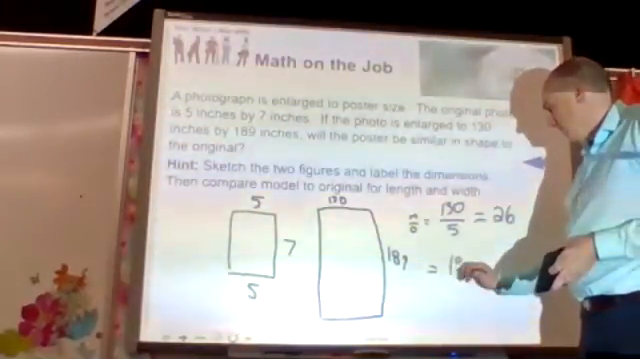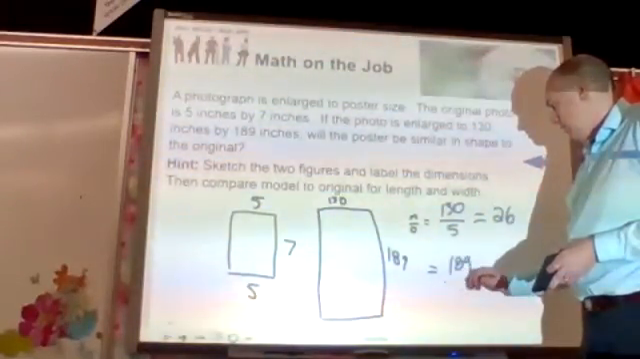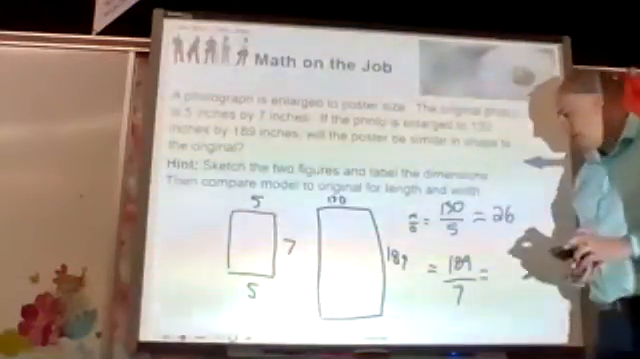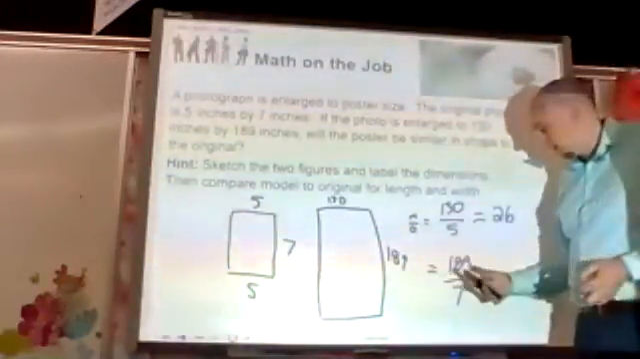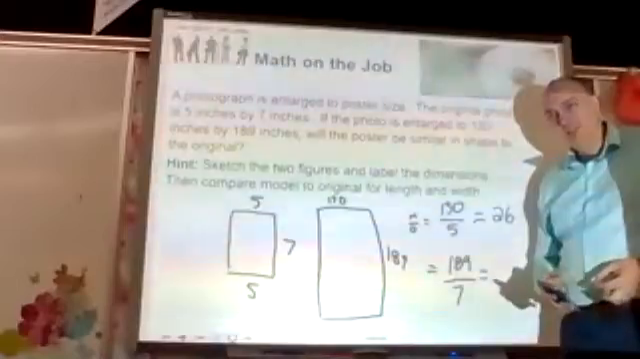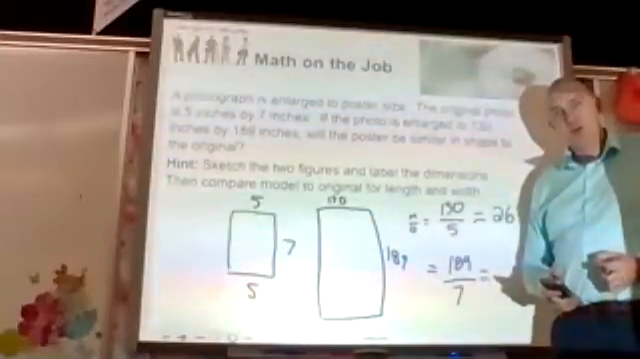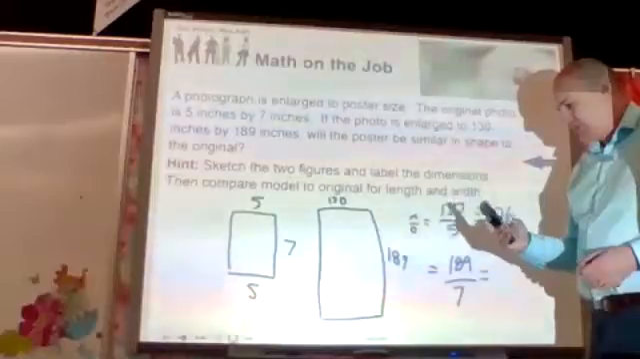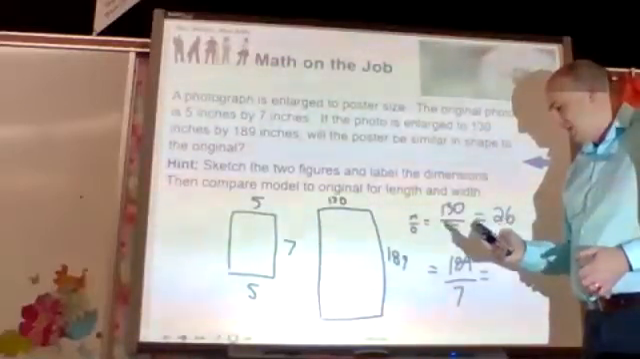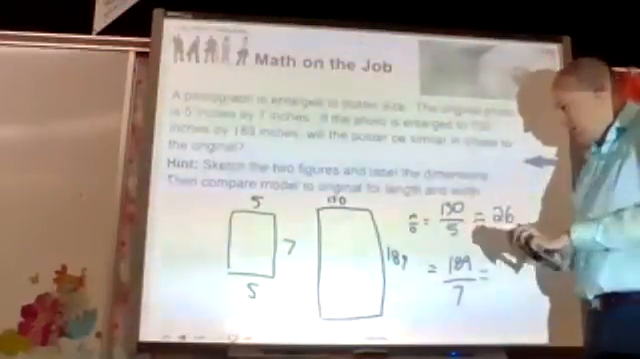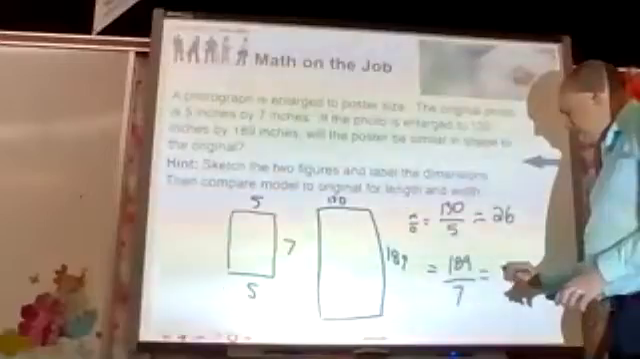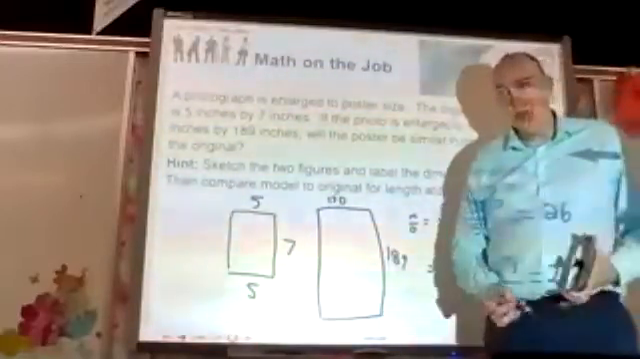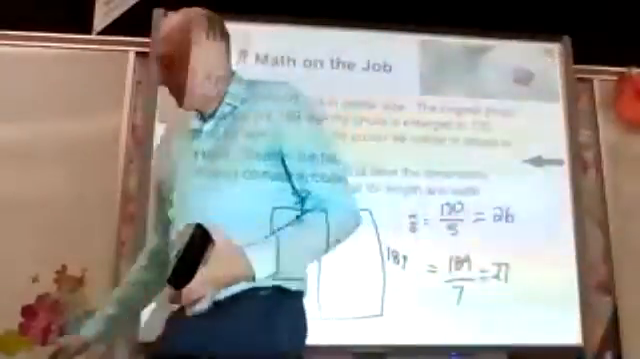Now, the question is, 189 over 7, is this also going to be equal to 26? I can tell you right now it's not, because an odd number divided by an odd number is never going to give you an even number. Neither one of them has a factor of 2. So 189 divided by 7, we're going to do this just to be sure. It has a scale factor of 27. No, they're not going to be the same size.